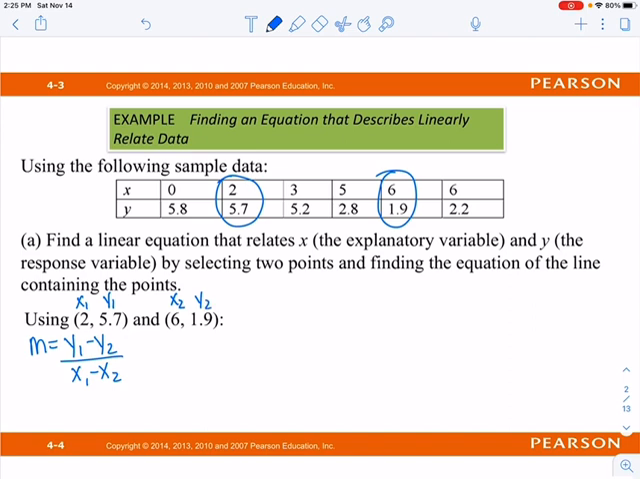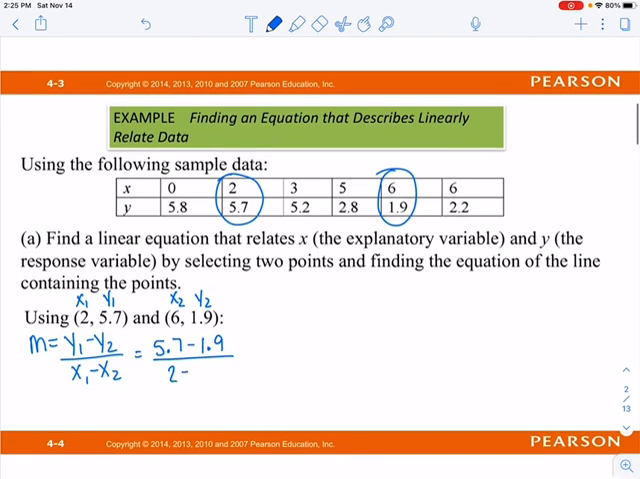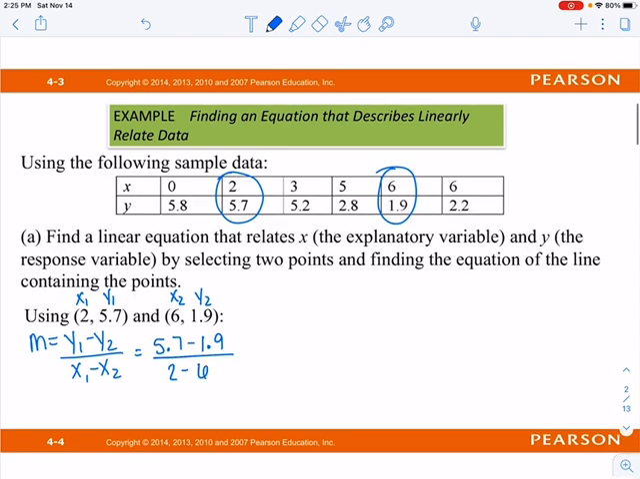So now all I'll do is plug that in. y1 is 5.7 minus y2 is 1.9. And on the bottom, x1 is 2 minus from the formula, and x2 is 6. And again, when you subtract on the top and then on the bottom and then divide, you should get an answer of negative 0.95.